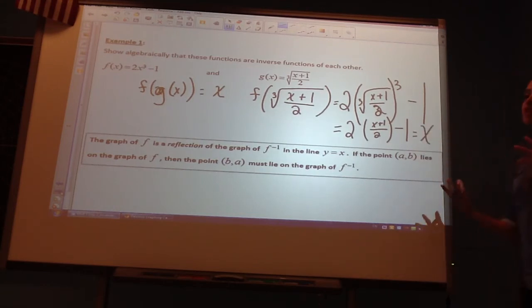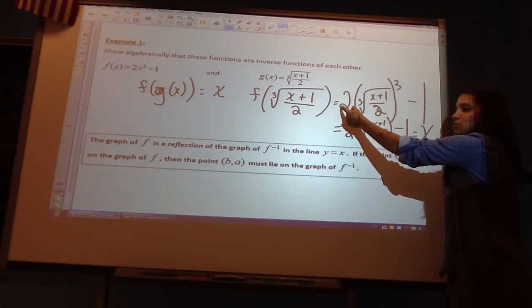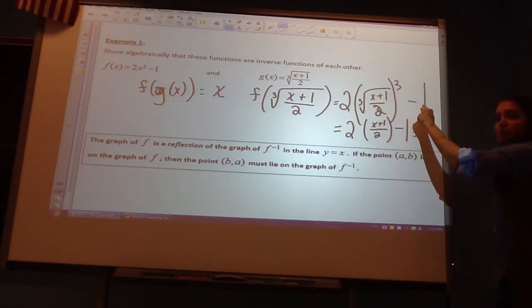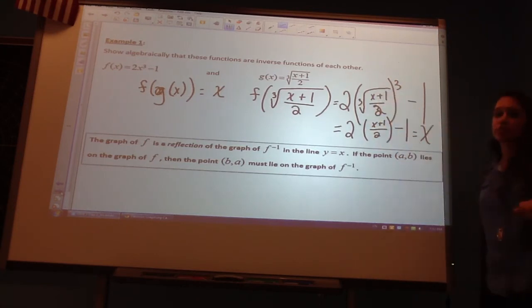You notice all of the operations have an inverse operation. This is being divided by 2. Well, here we're multiplying by 2. Those are inverses. This has a plus 1. This has a minus 1. Those are inverses. This has a cubed root. This is a power of 3. Those are inverse operations.